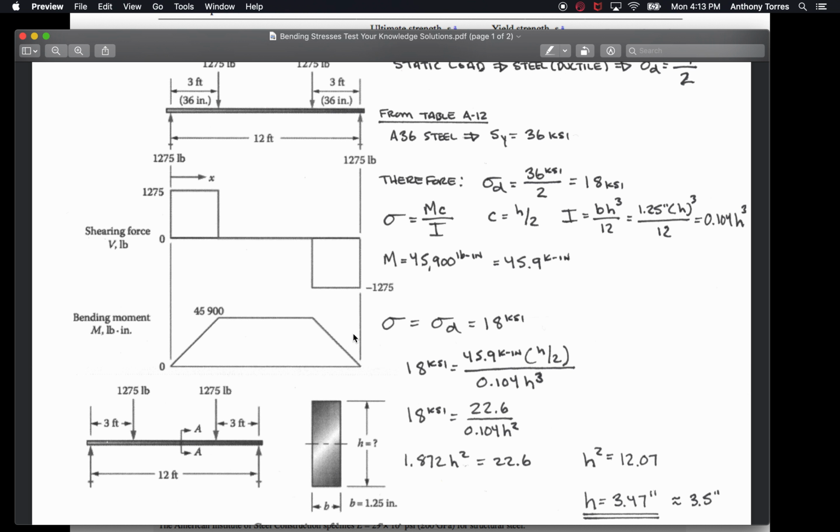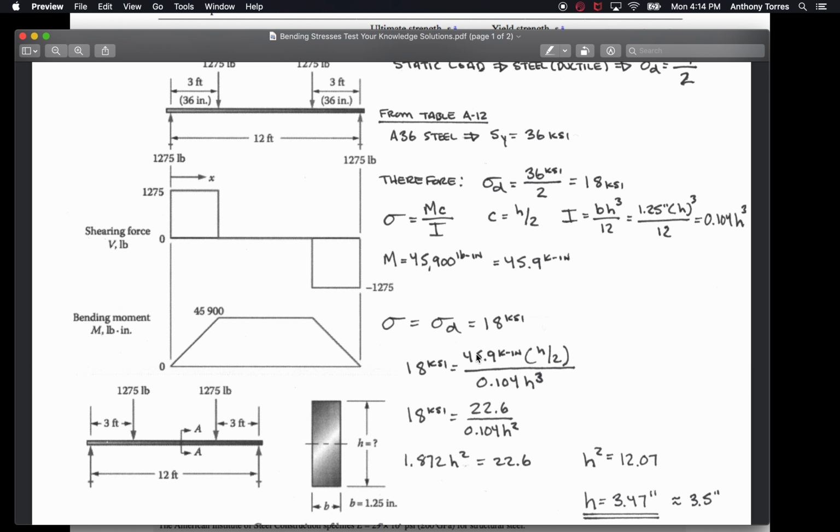M is from the shear moment diagram of 45,900 pound inches. I just got this right here. The maximum absolute value on this graph is 45,900 pound inches. Cool. I'm going to put that in kip inch, 45.9 kip inch, because this is in kips, so I'm going to have consistent units. We already decided that this sigma, this regular sigma, could also equal sigma D. That's what we're going for, which equals 18 ksi. So then 18 ksi is equal to 45.9 kip inch, the M.